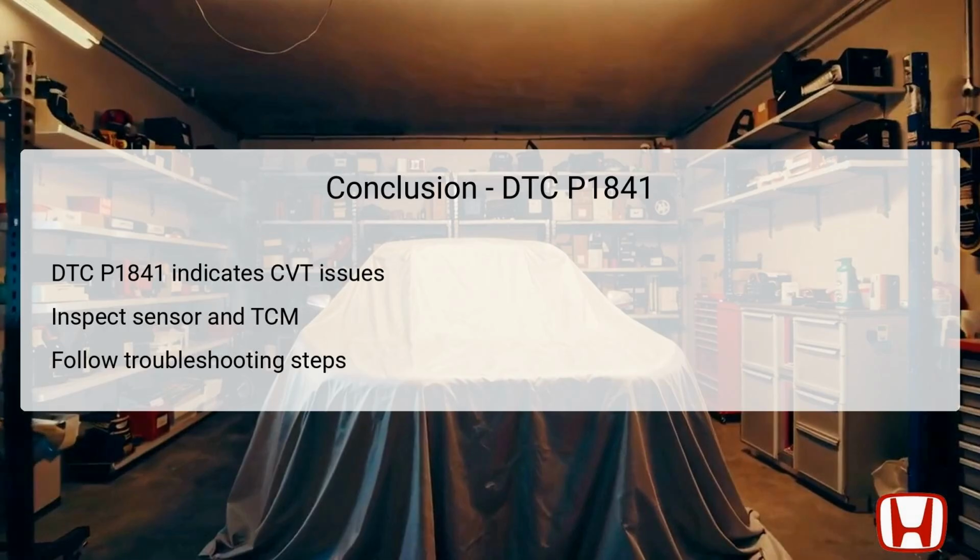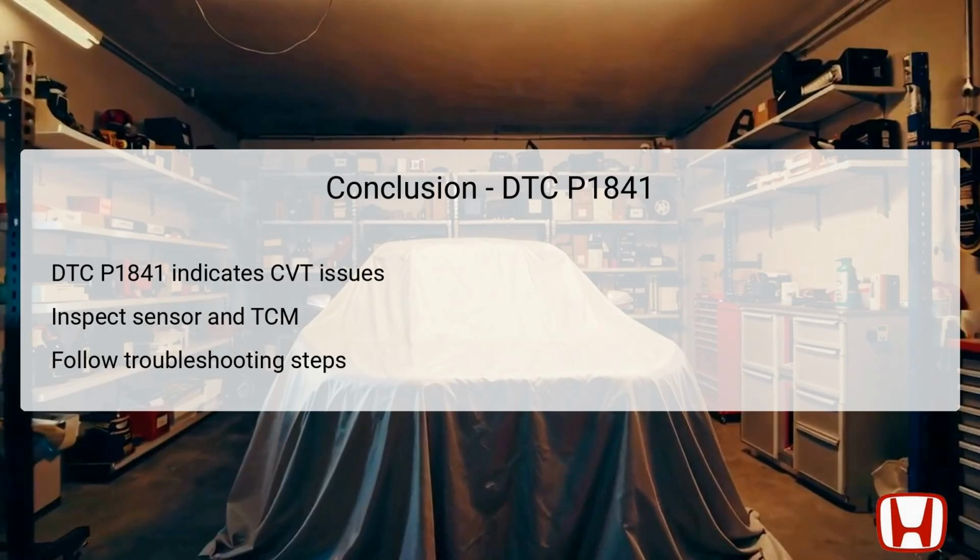In summary, DTC P1841 points to potential issues with the CVT speed sensor and the TCM. A thorough understanding of the components involved, along with a systematic troubleshooting approach, is essential for accurately diagnosing and resolving the issue. The detailed steps outlined provide a straightforward methodology for technicians to follow, ensuring that all aspects of the error are examined comprehensively.